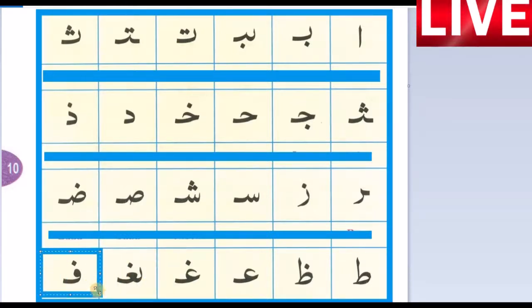fa. So do practice on this page as much as you can.